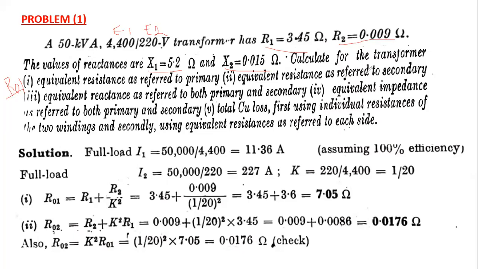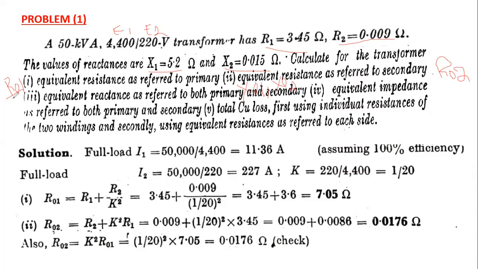Next, the second bit is the equivalent resistance referred to secondary, that is R02. We determine the R02 value. The third bit is the equivalent reactance referred to both primary and secondary. That means we calculate X01 and also X02.